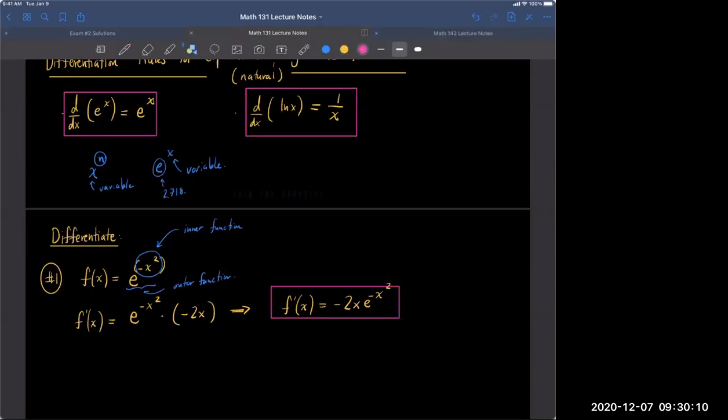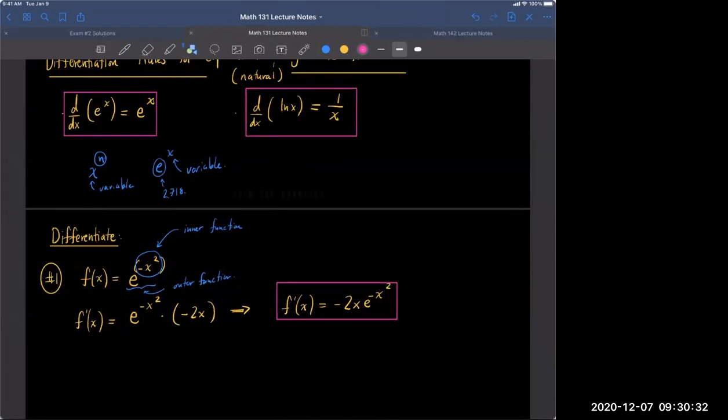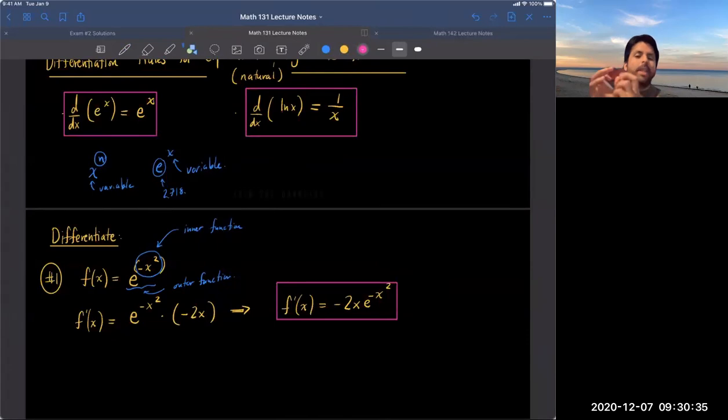Professor, when you took the derivative of e to the negative x squared, you just left it as e to the negative x squared? Yes, you leave that function the way it is. The derivative of e to that power is equal to e to that same power. However, that power is a function itself of x, so you have to account for that in using the chain rule.